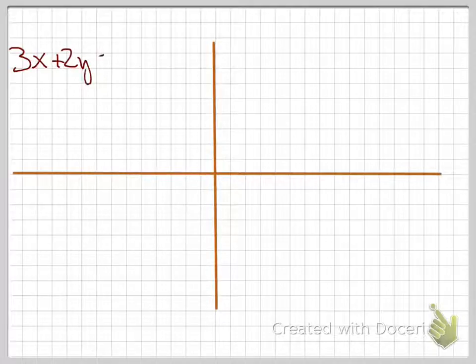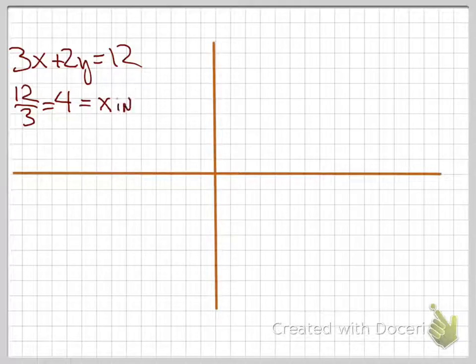Okay, so I got 3x plus 2y equals 12. So the a is the number in front of the x. That's 3. The c is the number that's all by itself. That's 12. So I'm going to say 12 divided by 3, which is 4, and that's my x-intercept. That means that would be the number on the x-axis. I got 12 divided by 2, which is 6. That's my y-intercept because I divided the 12 by the b. That would be the number on the y-axis.